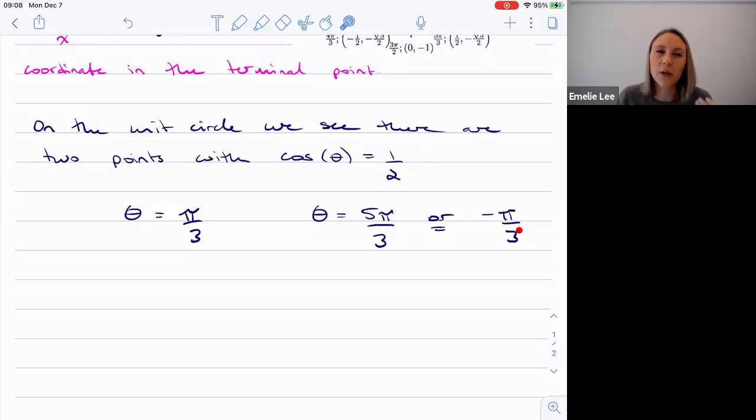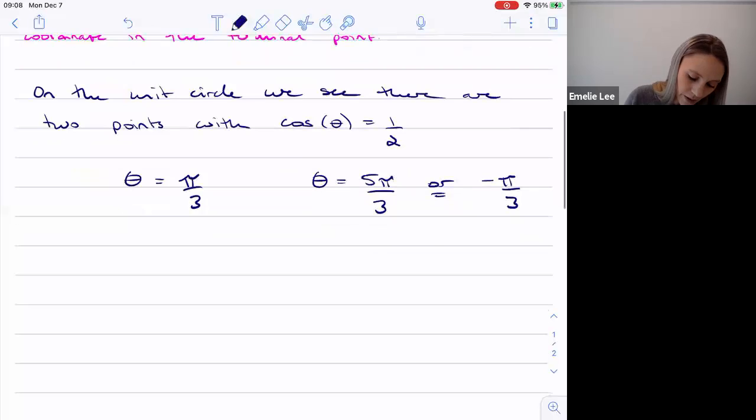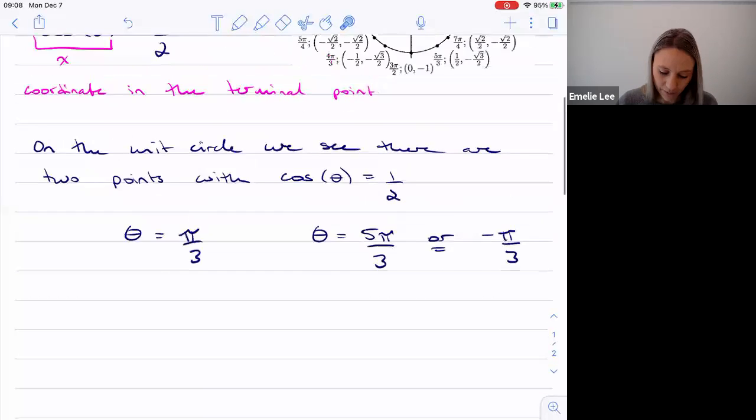Whereas negative pi over 3, I kind of see it quicker. Okay. So pi over 3 or negative pi over 3. Here's the thing though, right?